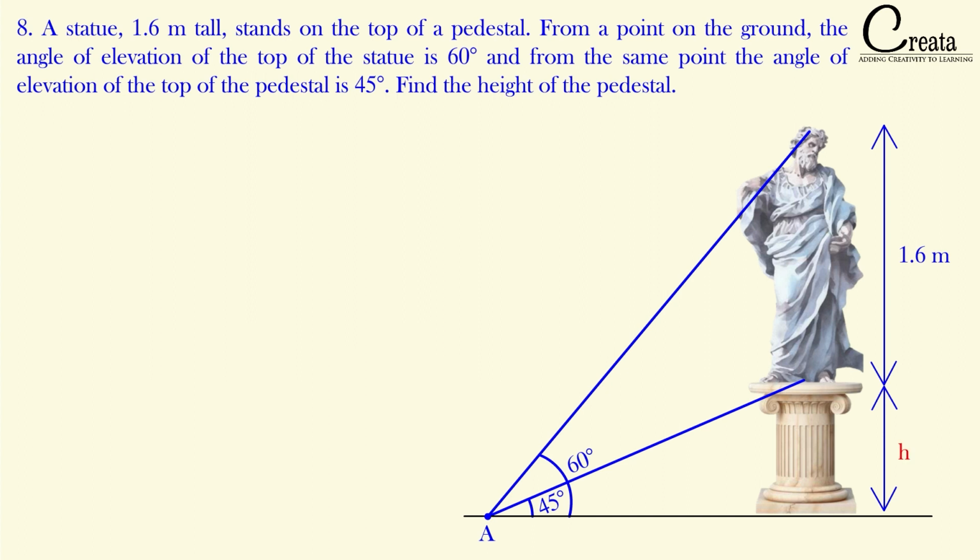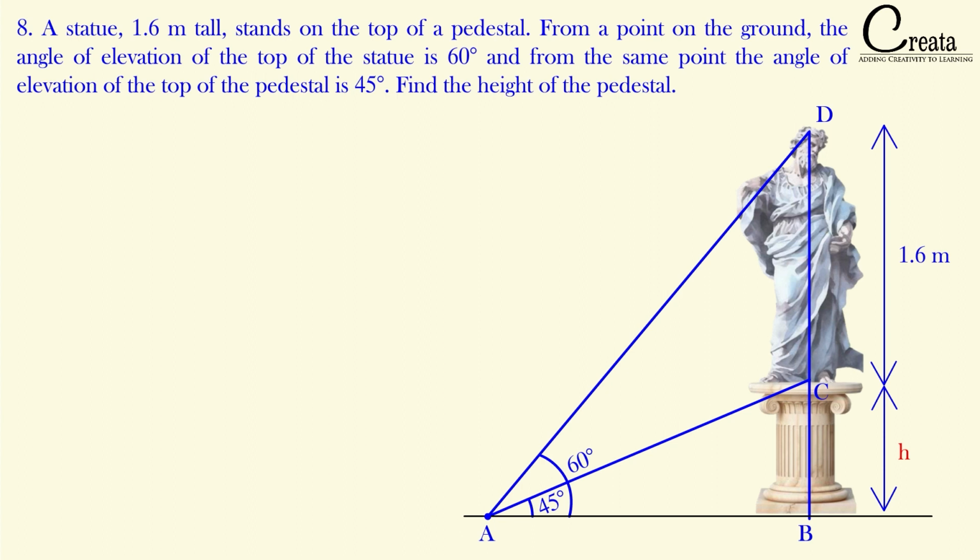Let's take the other points as B, C and D. We have a total of 4 points, A, B, C and D. BC is the height of the pedestal that we have to calculate, which is h, and CD is the height of the statue, which is given as 1.6 meters. So this is the scenario given in the question. Let's proceed with the solution.